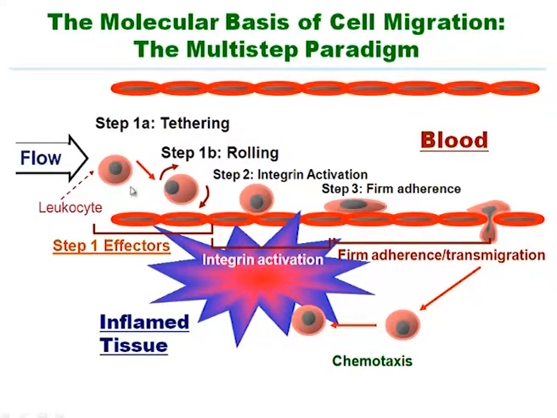So step 1 is the tethering and rolling step. Step 2 is the integrin activation. Step 3 is the firm adherence, and step 4 is transmigration and then subsequent partitioning into the parenchyma on chemokine gradients usually. So at the first step, the molecules that mediate that process are the homing receptors.